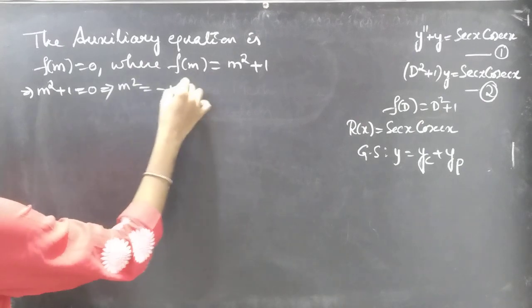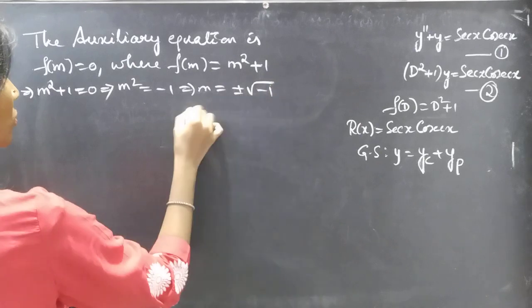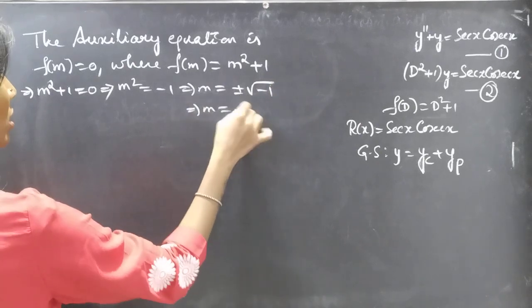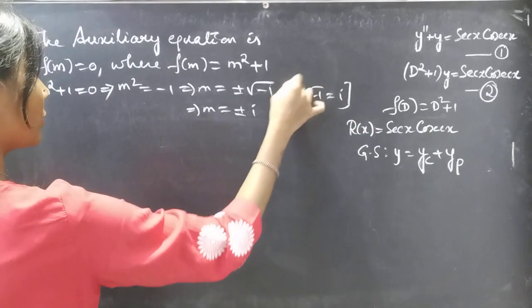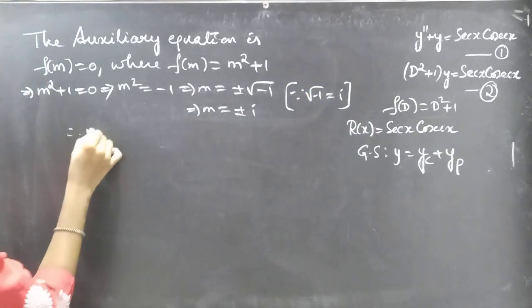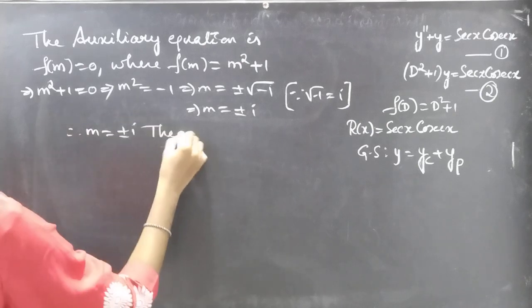M square equals minus 1, then m equal to plus or minus square root of minus 1, which gives us plus or minus i, since square root of minus 1 is i. Therefore, m equal to plus or minus i. The roots are complex conjugate.